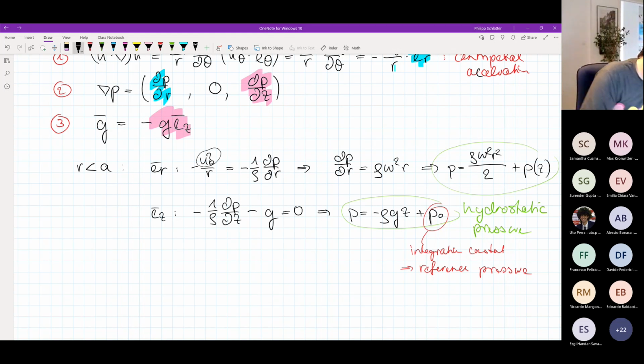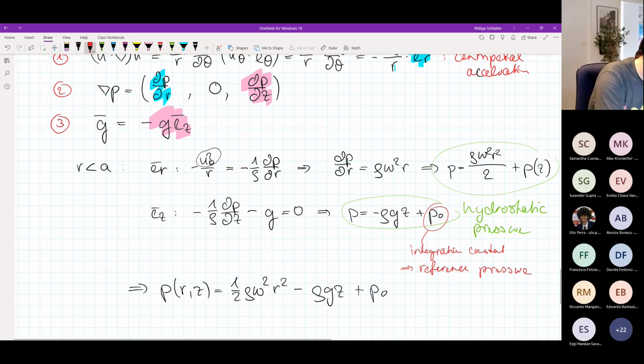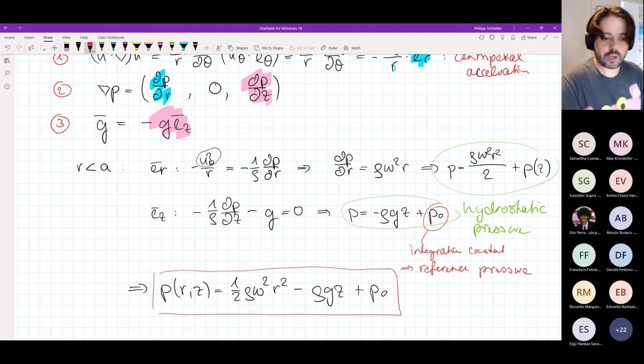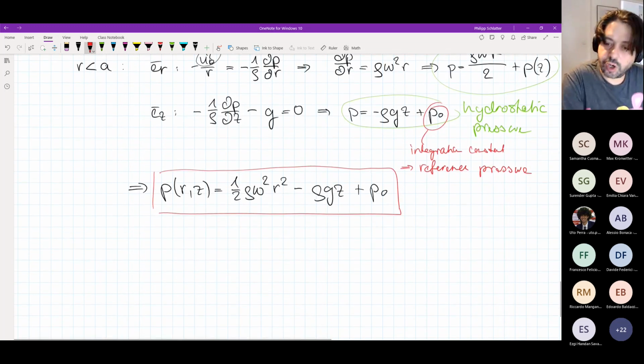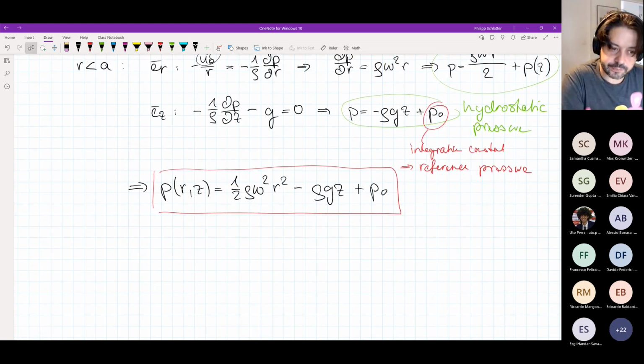If I put everything together, so the radial and the wall normal dependence, I'll get my final expression for the pressure as a function of R and Z, which is then simply 1/2 times rho omega squared R squared minus rho g Z plus P0. This here is now my expression for the pressure in the inner part of the Rankine vortex.